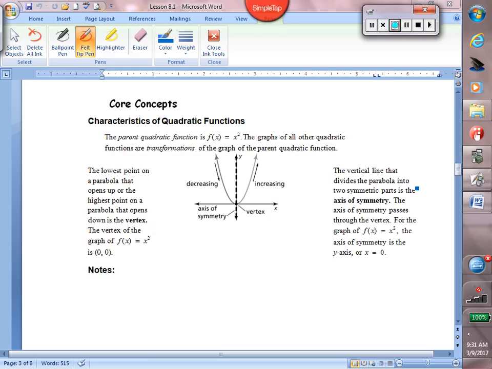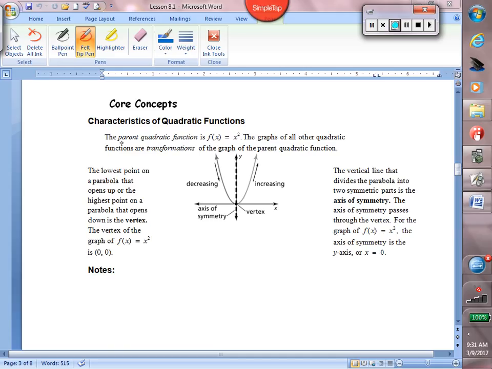Please open to page 247 in your student journal. What we're going to be working on in Chapter 8 is graphing quadratic functions. So let's just refresh on what a quadratic function is. A quadratic function is a function, aka an equation, where the highest exponent on the variable is a 2.